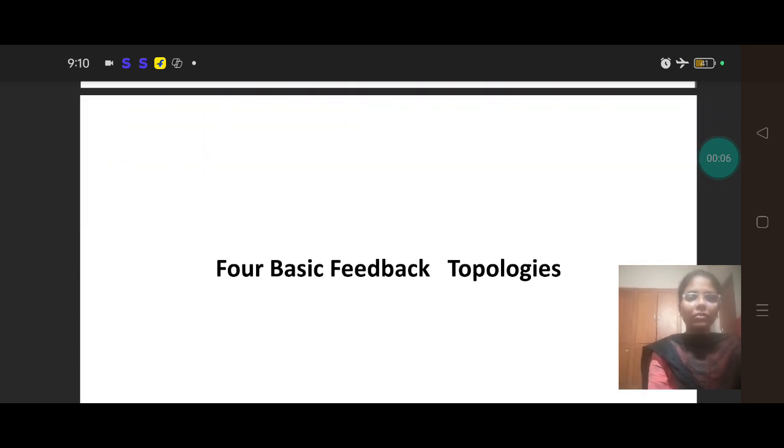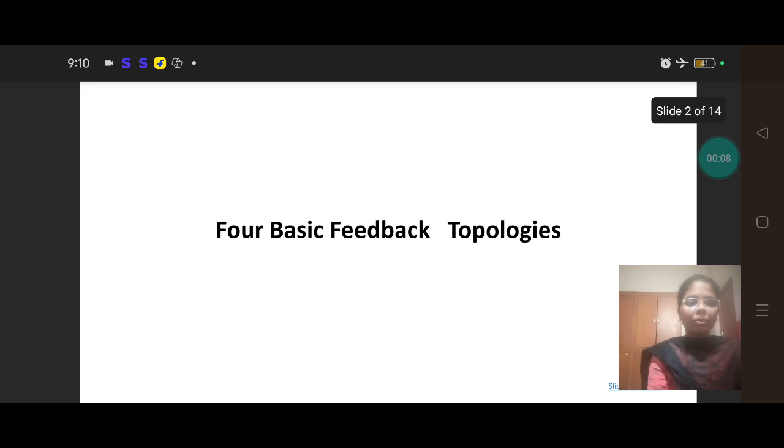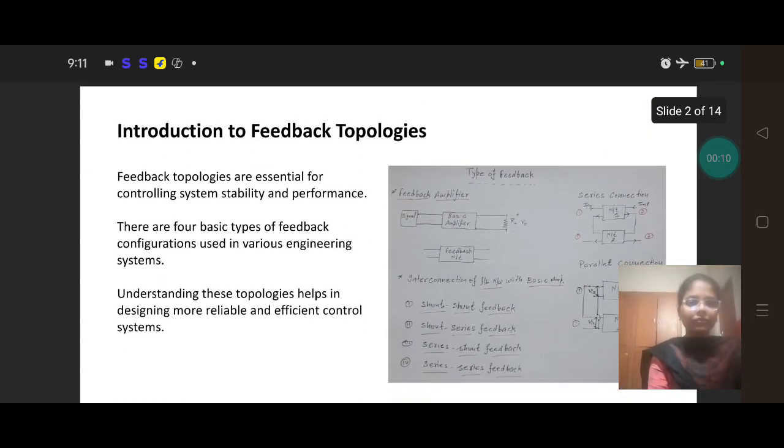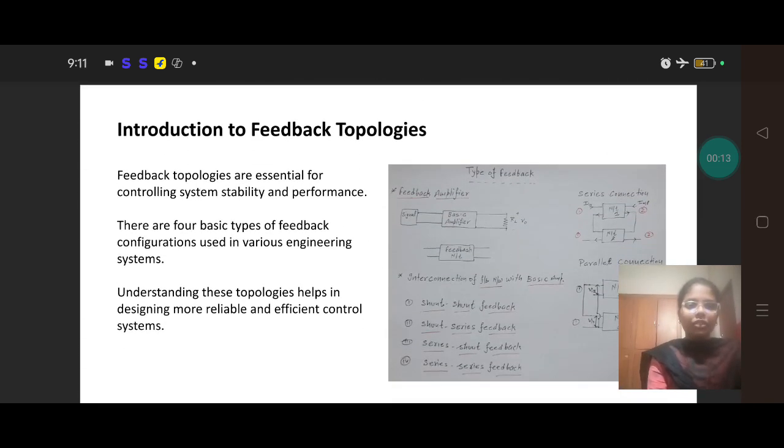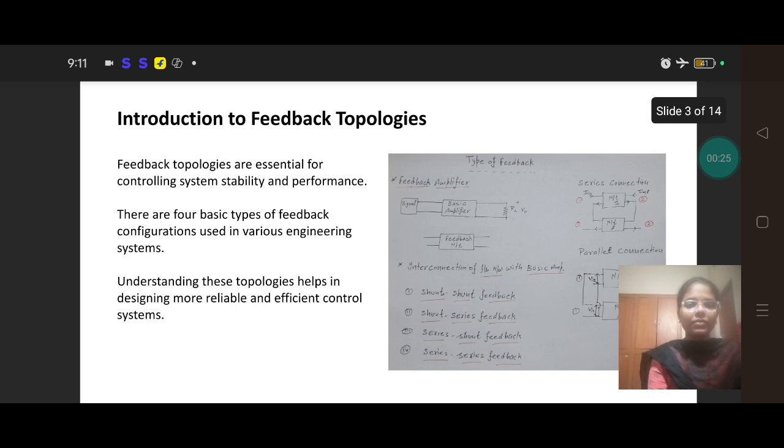Today my topic is four basic feedback topologies. Introduction to feedback topologies. Feedback topologies are essential for controlling system stability and performance. There are four basic types of feedback configuration used in various engineering systems. Understanding these topologies helps in designing more reliable and efficient control systems.